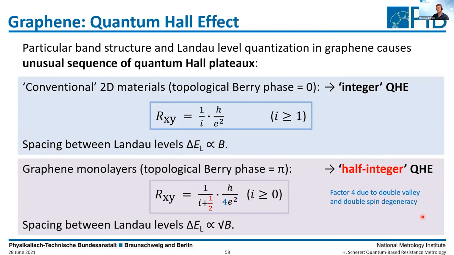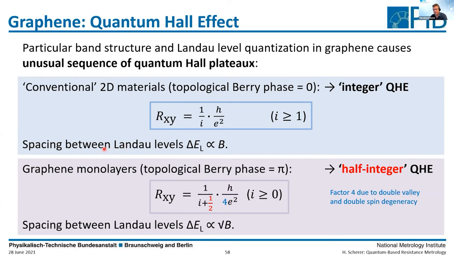Graphene is very interesting and has also its peculiarities regarding the quantum Hall effect because it has a particular band structure and Landau level quantization. The top box shows the quantization which we already saw, so 1/i times the von Klitzing constant, which you find in, let's say, conventional 2D materials which show the integer quantum Hall effect. And in topological terms, you can identify these materials by having a Berry phase of zero.